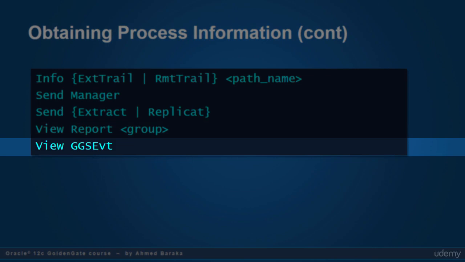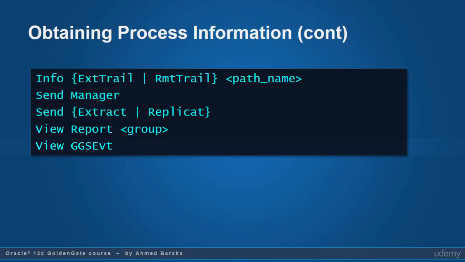The VIEW GGSEVT command displays for you the contents of the Oracle GoldenGate error log file. Be aware that the group name in all those commands accepts wildcards. Wildcard characters are asterisk for multiple characters and question mark for a single character.